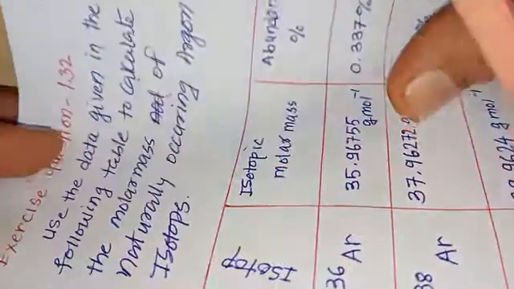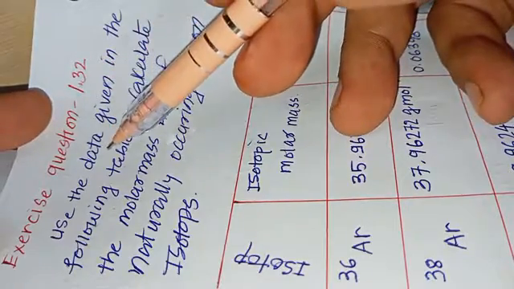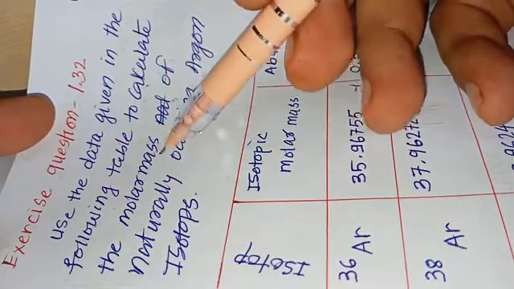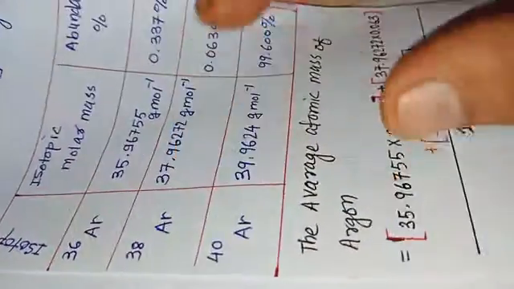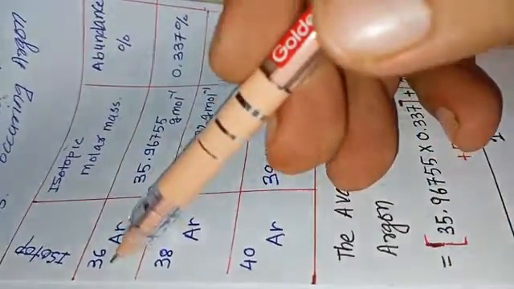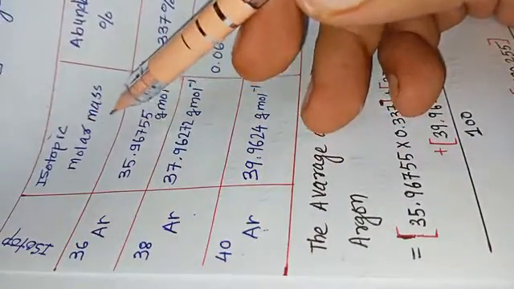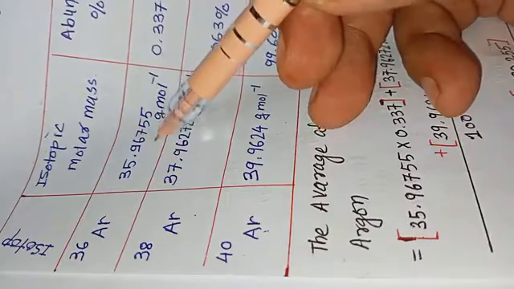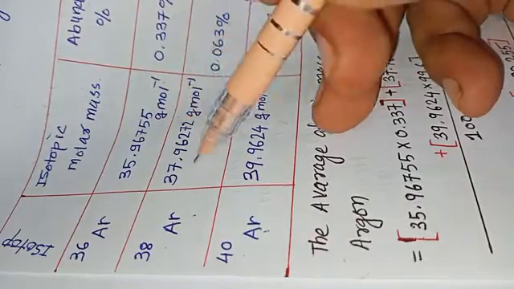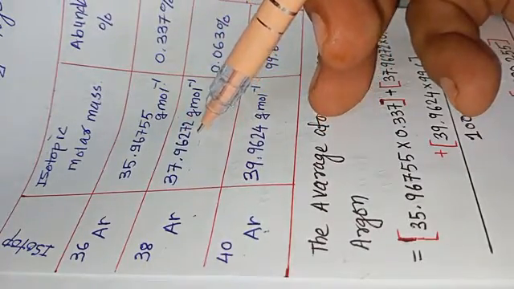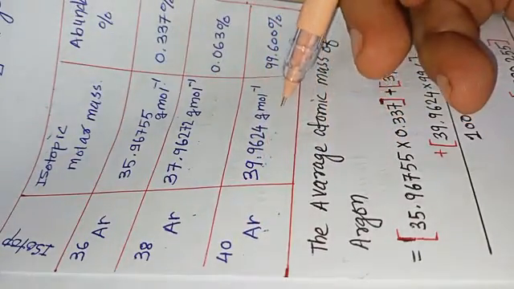Now we have the exercise question with us. Let us read the exercise question. Exercise question 1.32. Use the data given in the following table to calculate the molar mass of naturally occurring argon isotope. So let us look at the data. We have isotopes 36Ar, 38Ar, and 40Ar. The isotopic molar mass will be 35.96755 gram per mole, for 38Ar the isotopic molar mass would be 37.96272 gram per mole, and for 40Ar we have 39.9624 gram per mole.